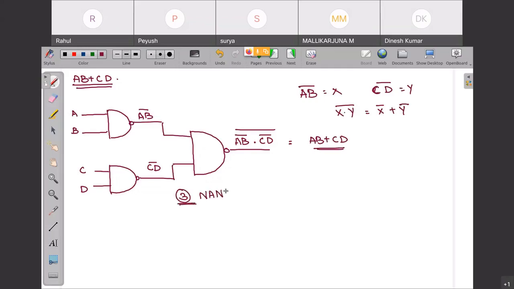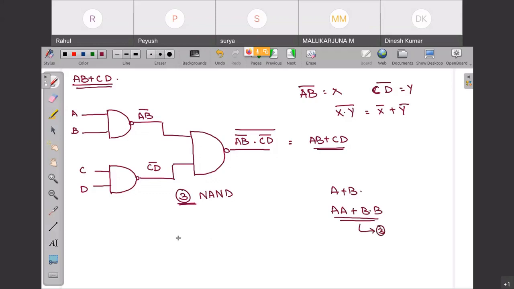And if you see this A plus B, this was OR. So I could have written this A plus B as A dot A plus B dot B, and you can see for construction of this we require 3 NAND gates.